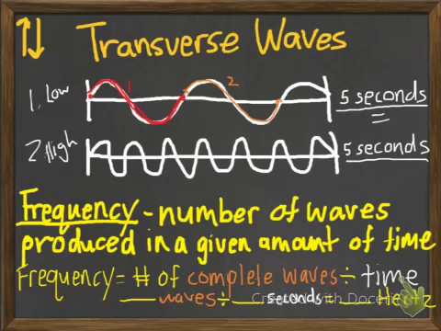So if we were trying to find the exact frequency of wave number 1, looking at the bottom, there's the equation: number of complete waves divided by time. The number of complete waves, we said, was 2, divided by the time in seconds, which for both of them was 5. That gives you the frequency, and the units that we use for frequency are called hertz. So 2 divided by 5, you can check my math, but I believe it is 0.4. So the number of complete waves divided by time gives you the frequency.